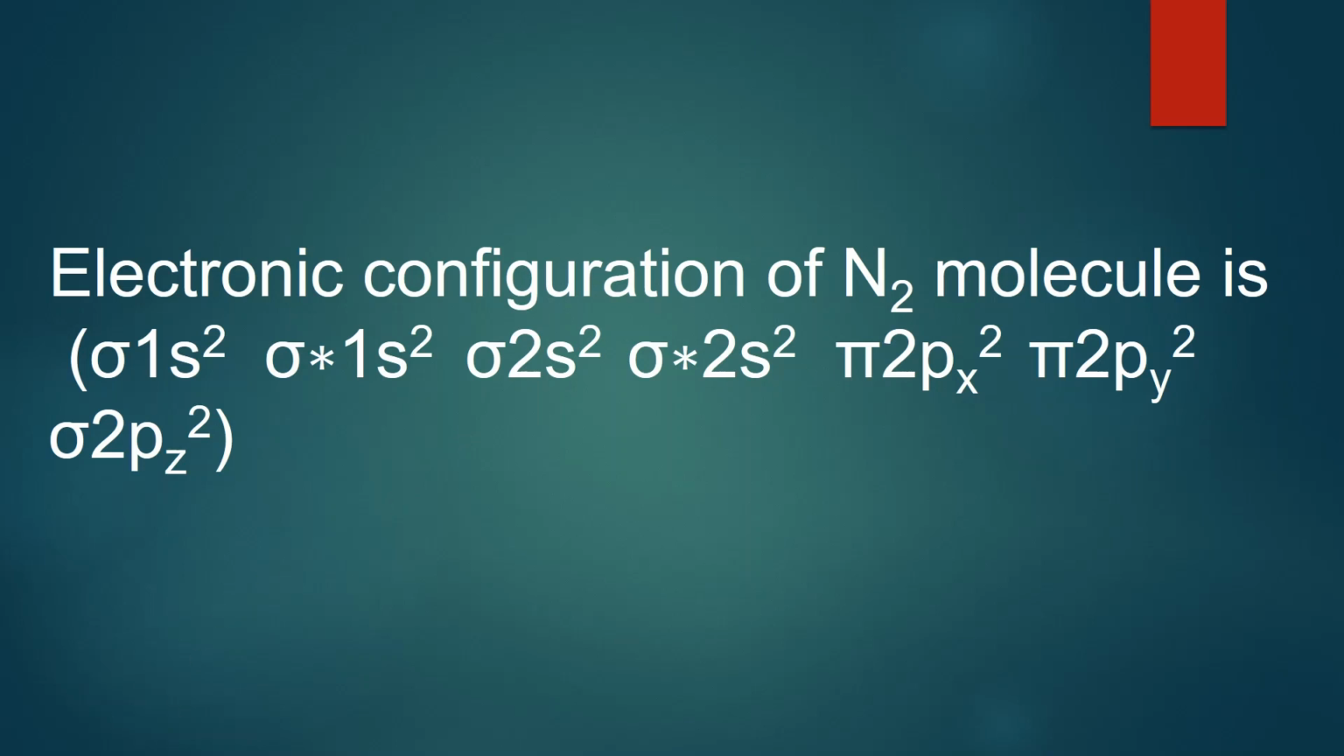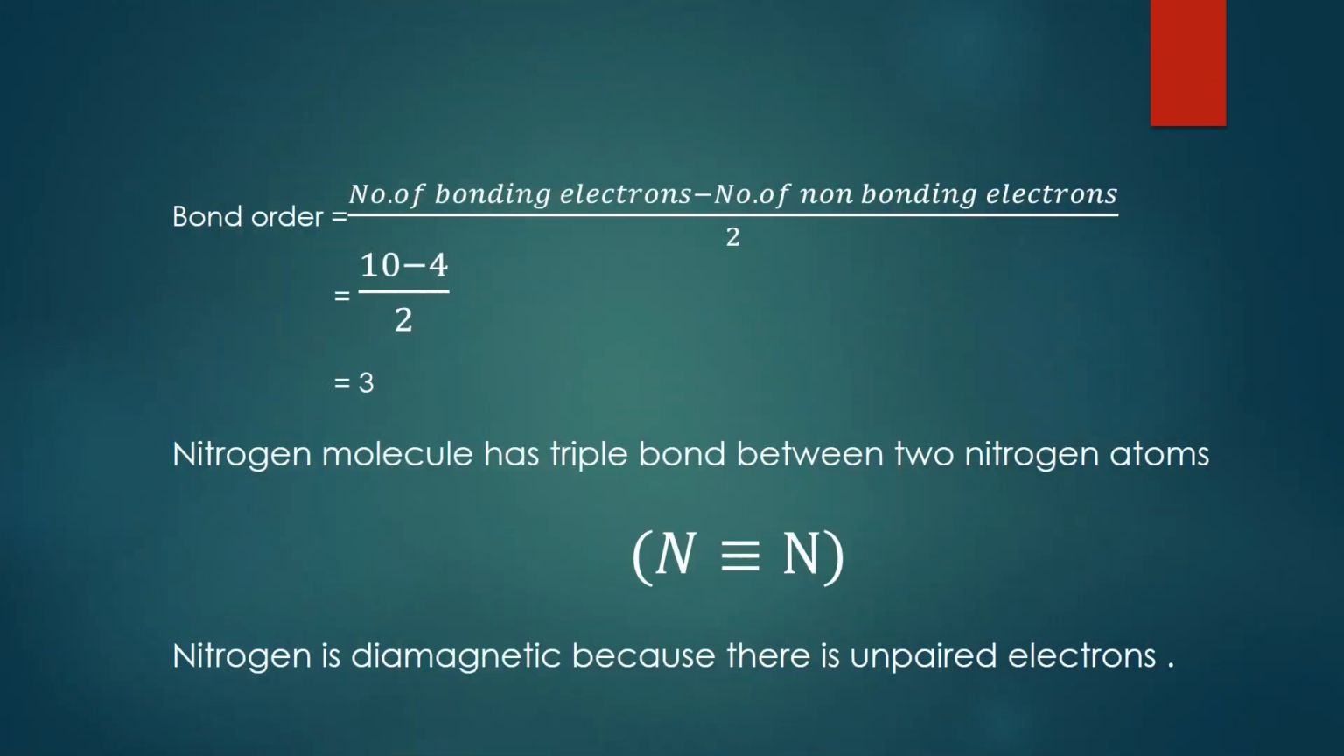So now we want to find the bond order of nitrogen. Bond order means the total number of bonds in the nitrogen molecule. The formula is the number of bonding electrons minus the number of non-bonding electrons, divided by 2. So 10 minus 4, divided by 2, is equal to 3. The nitrogen molecule has a triple bond between the two nitrogen atoms. In a triple bond, one is sigma and two are pi bonds. Nitrogen is diamagnetic because there are no unpaired electrons.